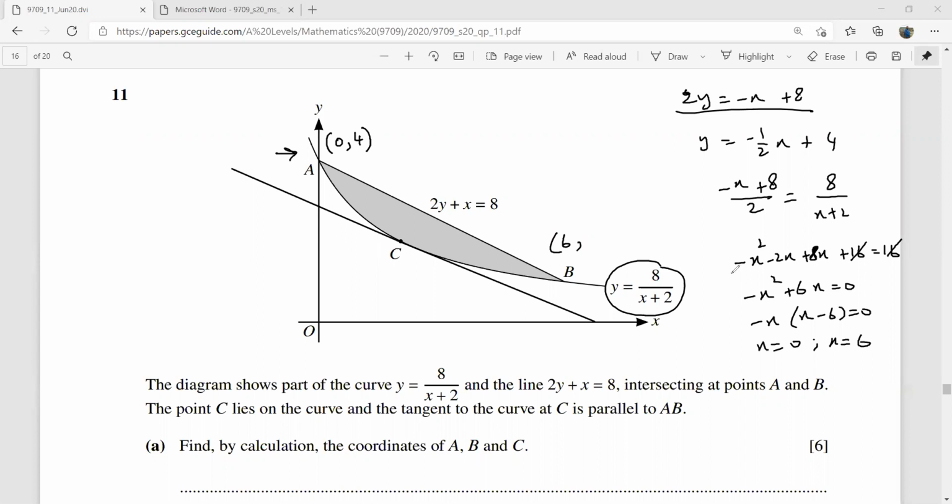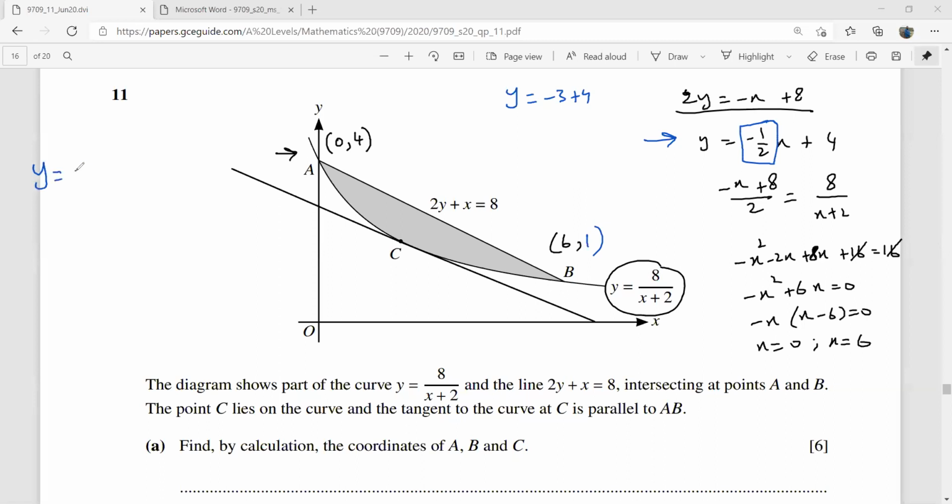Okay. So now let's put this 6 into this equation then. So your y is going to be minus 3 plus 4. So the y coordinate is going to be 1. That is how you find this point B. Now, finding this point C is really tedious. You will have to differentiate the equation of the curve and you will put the gradient equal to this minus half. Let's do that.